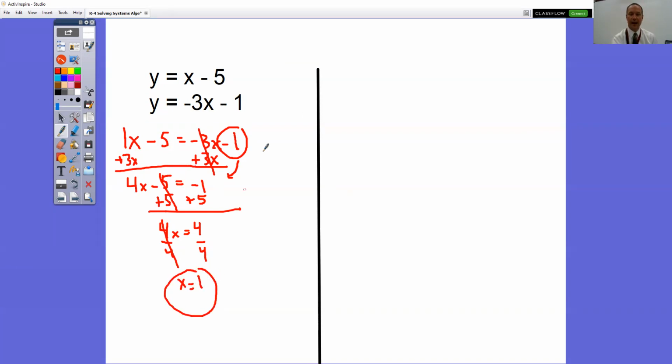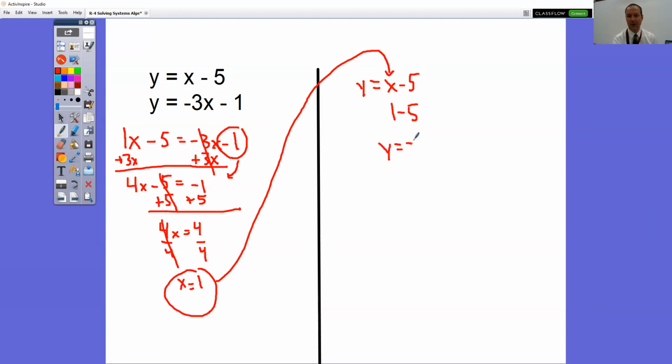Now that you have one of your answers, you could choose either equation. I would choose that top equation. It looks easier to me. And you want to sub in your 1 for your x. So instead of x minus 5, you would have 1 minus 5, and you get y equals negative 4. So on your homework today, you will have 2 of these type of questions.